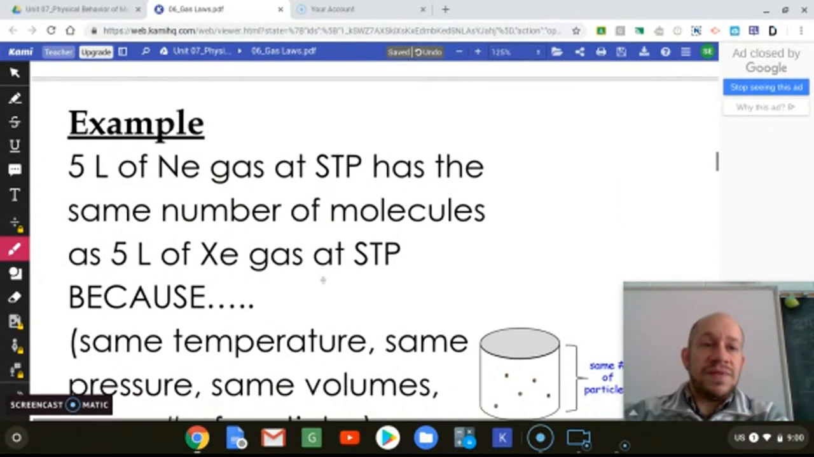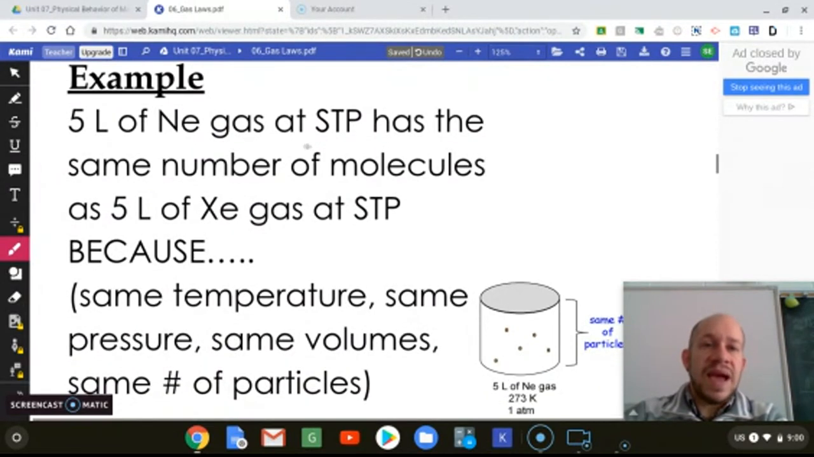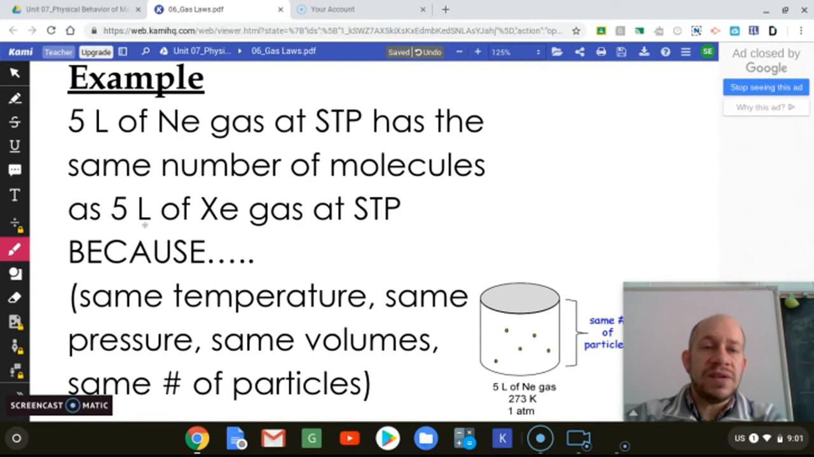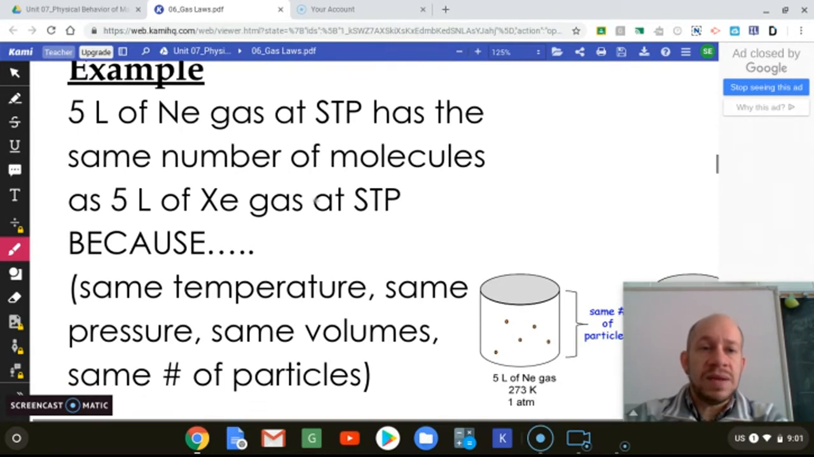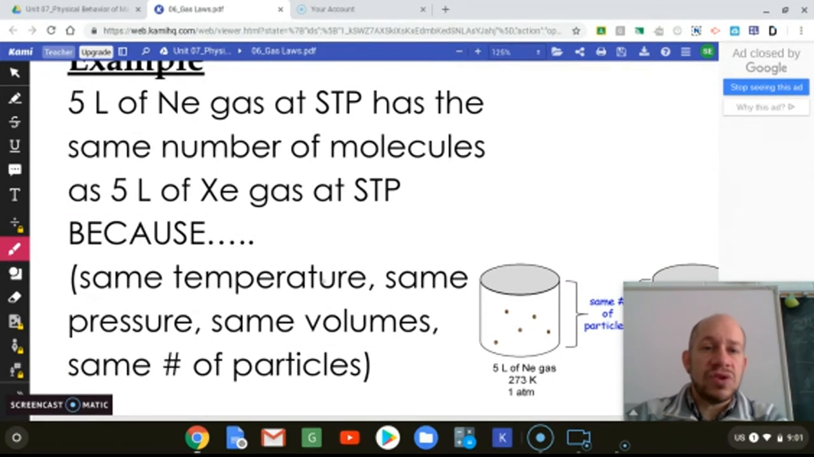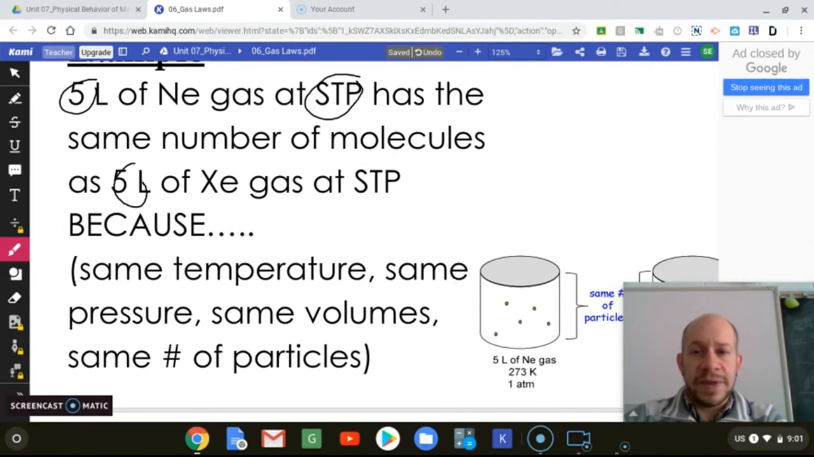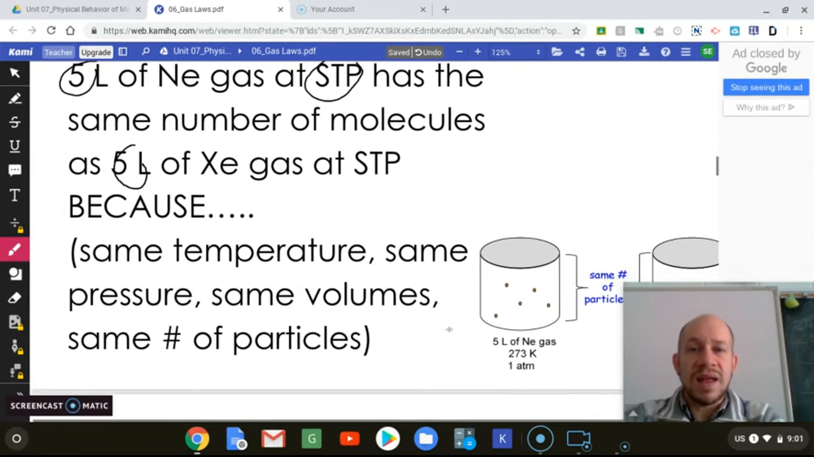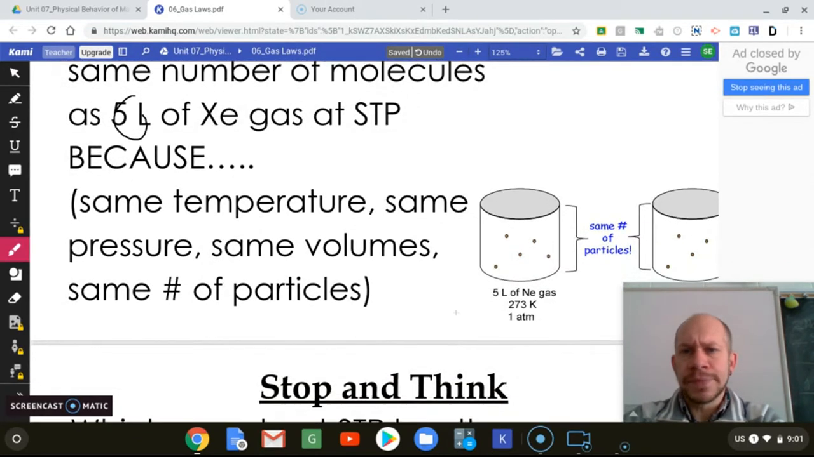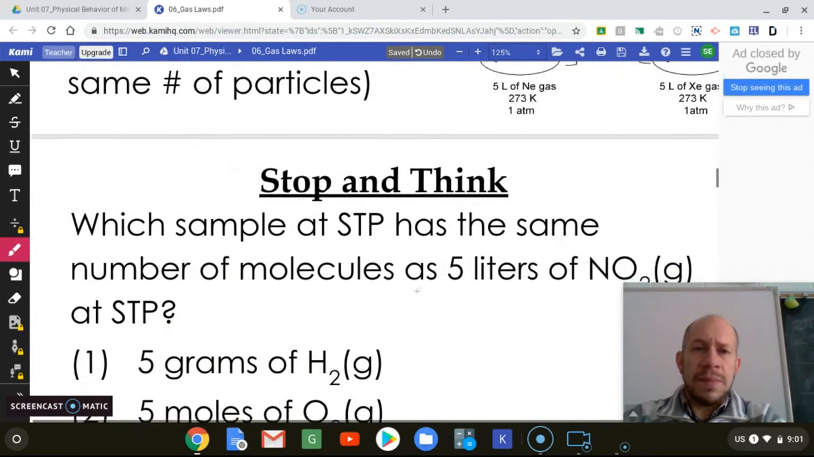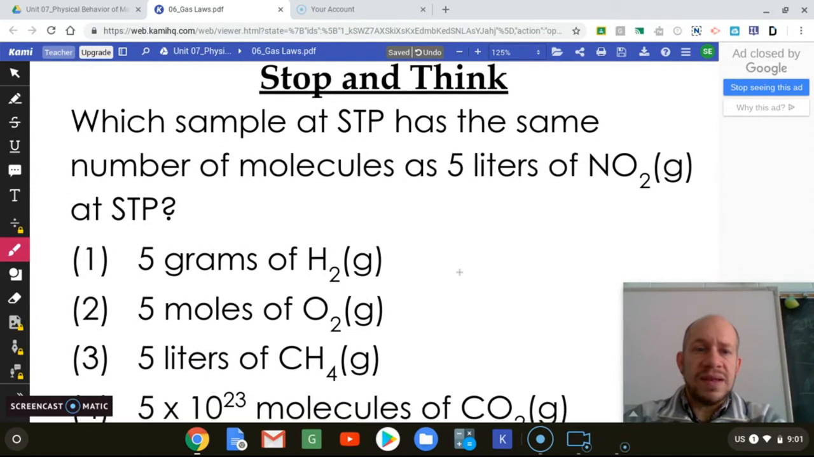So, for example, if I have 5 liters of neon gas at STP, this has the same number of molecules as 5 liters of xenon gas at STP because I'm at the same temperature and the same pressure. That's our STP. And they have the same volume. They're both at 5 liters. Therefore, they have the same number of particles. And that's Avogadro's law. That's what he said. Okay, so stop and think. See if you understand this idea.